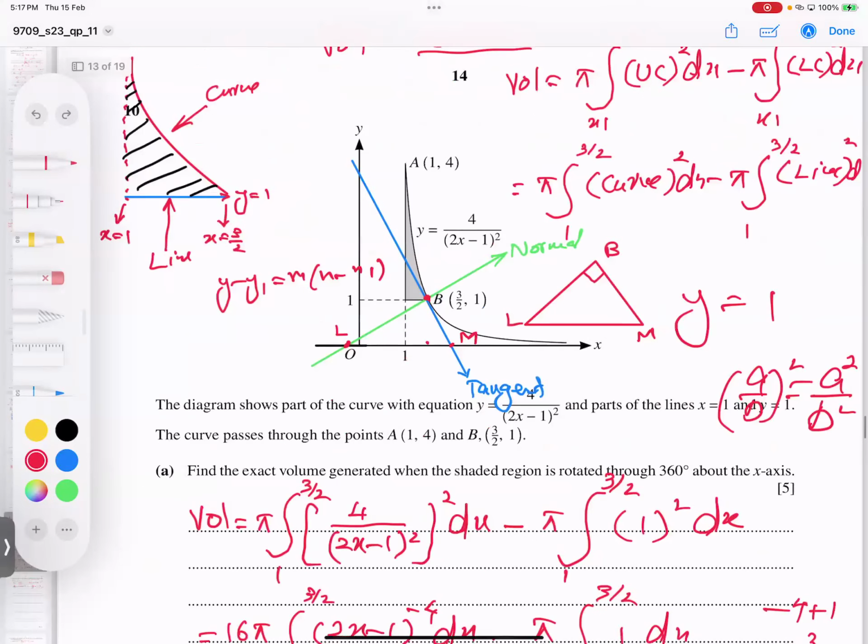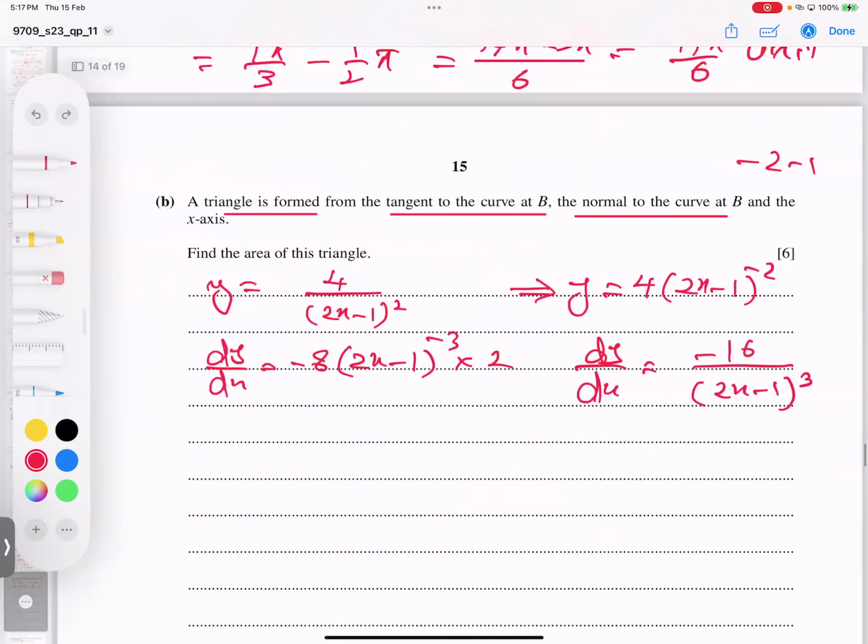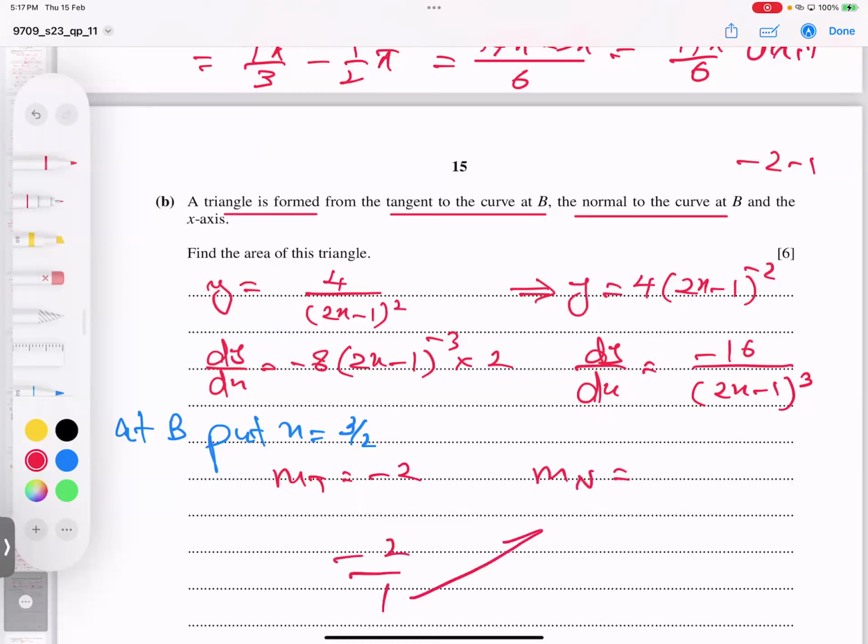And what is the x coordinate at B? 3 by 2. I will say here at B, put x equal to 3 by 2. When I plug in 3 by 2, students, the gradient of the tangent becomes what? You can use a calculator. Plug in 3 by 2 here. So this 2 will cancel the 2, 3 minus 2 is 1 cubed, and I get minus 16 over 8, which is minus 2. And what is the normal gradient? Naturally the negative reciprocal. 1 goes up, 2 goes down, and negative becomes positive. So alhamdulillah Rabbil Alameen, 1 over 2 is the gradient of the normal.